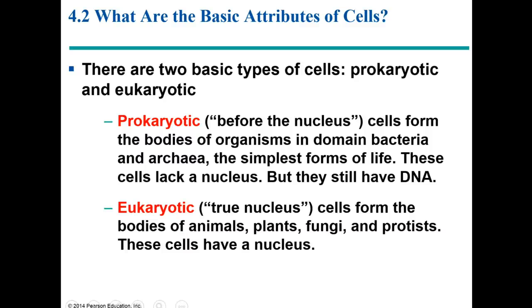Let's continue with our discussion of cells. 4.2 covers what are the basic attributes of cells. There are two basic types of cells, prokaryotic cells and eukaryotic cells. Prokaryotic cells form the bodies of organisms in the domain bacteria and archaea, the simplest forms of life. These cells lack a nucleus, but they still have DNA. Eukaryotic cells form the bodies of animals, plants, fungi, and protists. These cells have a nucleus.